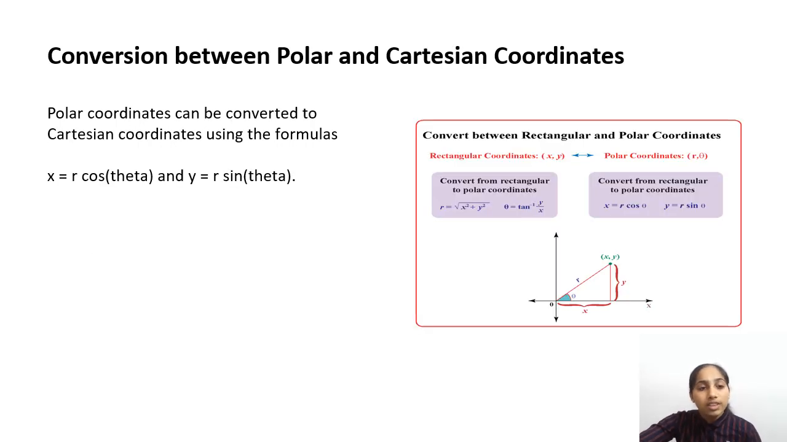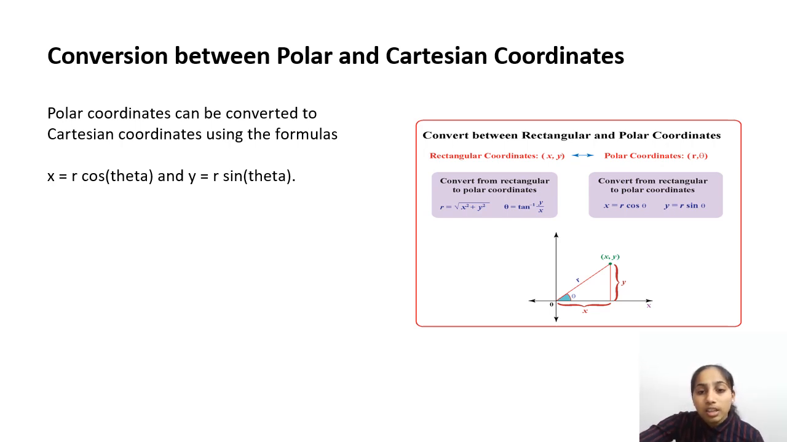In that we can see the conversion between polar and Cartesian coordinates. Polar coordinates can be converted into Cartesian coordinates using the formulas x = r cos theta and y = r sin theta. In this picture we can see the conversion between rectangular and polar coordinates. Rectangular coordinates are (x, y) and polar coordinates are (r, theta).